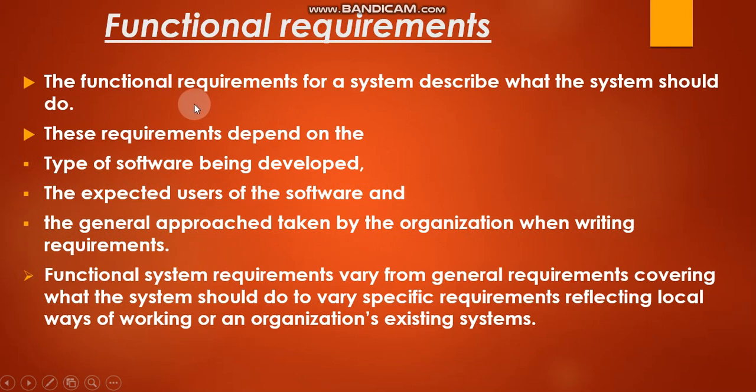The functional requirements for a system describe what the system should do. These requirements depend on the type of software being developed, the expected users of the software, and the general approach taken by the organization when writing requirements. Functional requirements also vary from general requirements covering what the system should do to very specific requirements reflecting local ways of working or an organization's existing systems.